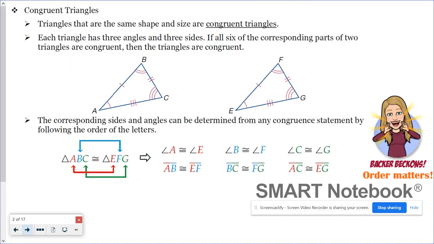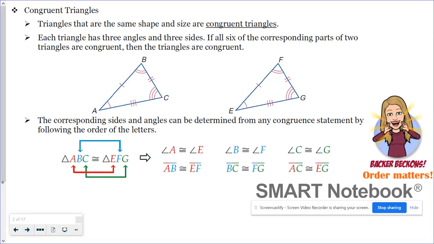Congruent triangles are triangles that have the same shape and size. Each triangle has 3 angles and 3 sides, and if all 6 pairs of corresponding parts are congruent, we can say that the triangles are congruent.